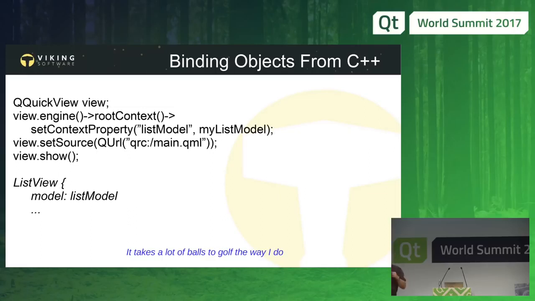And then you can use it exactly like any other inside. So here we have a list view that says my model is this C++ object up here. So you can add more properties to your list model if you want to. You can add functions that you can access and so on. And they're all automatically exposed to the QML side when you do this setContextProperty.